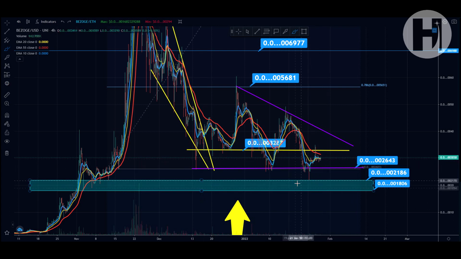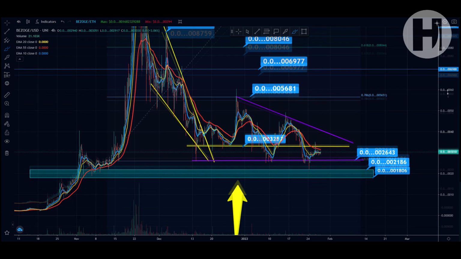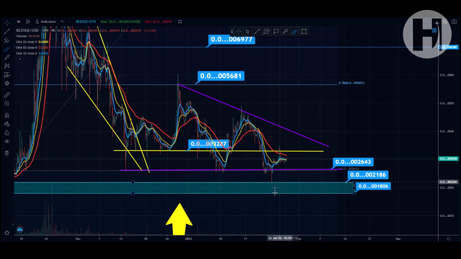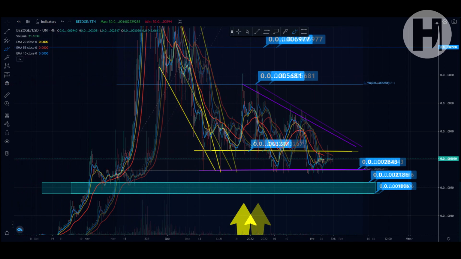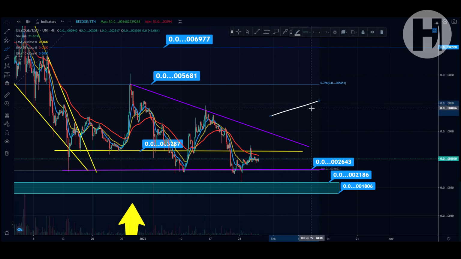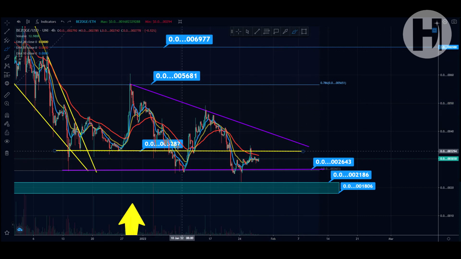And I think this can potentially be our bottom because you can see that even if Bitcoin loses 30K, let's say, right, this can be our bottom, right? Because Bezoge doesn't, as you can see, move with Bitcoin that much. But I did give you also this yellow trend line over here, and we did hold it as support.